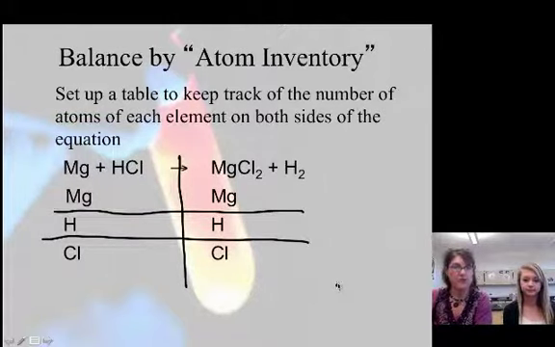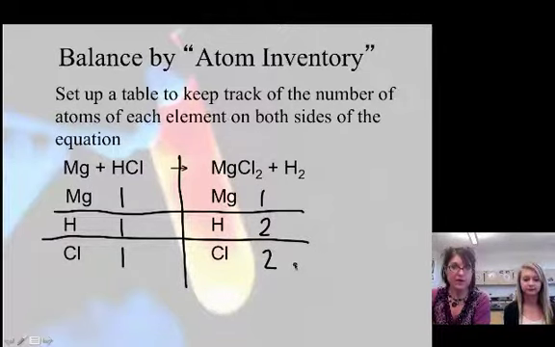Okay. All right, let's count how many magnesiums are on the left. There's 1 magnesium on the left. And on the right? 1. How about hydrogen? 1. And over here? There is 2. Okay, 2 of them on the right. And chlorine? Only 1 on this side and 2 on the other side.